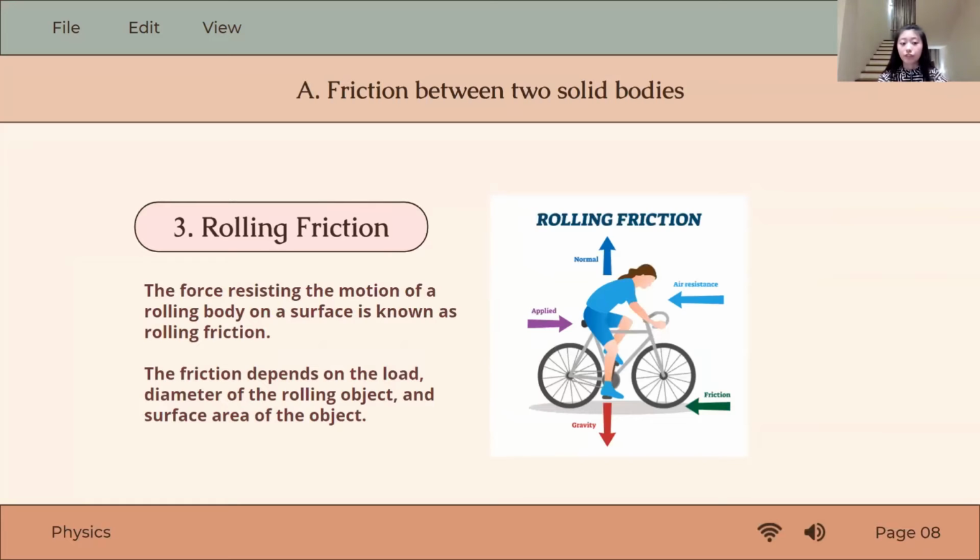Third, rolling friction. The force resisting the motion of a rolling body on a surface is known as rolling friction. For example, is when you're bicycling. The friction between your bicycle wheel and road surface is called rolling friction. And this friction depends on the load, diameter of the rolling object, and surface area of the object.